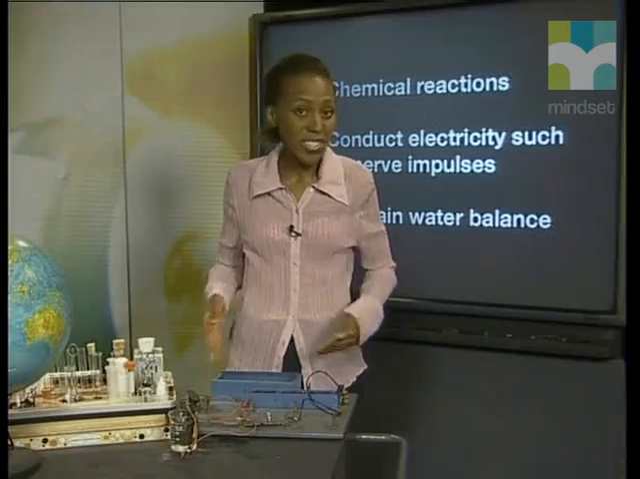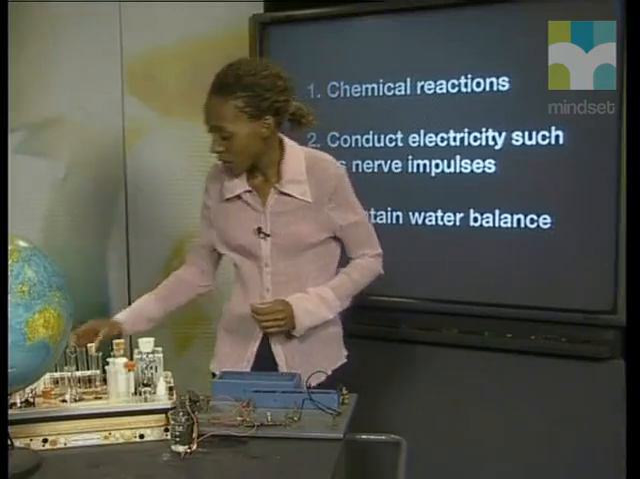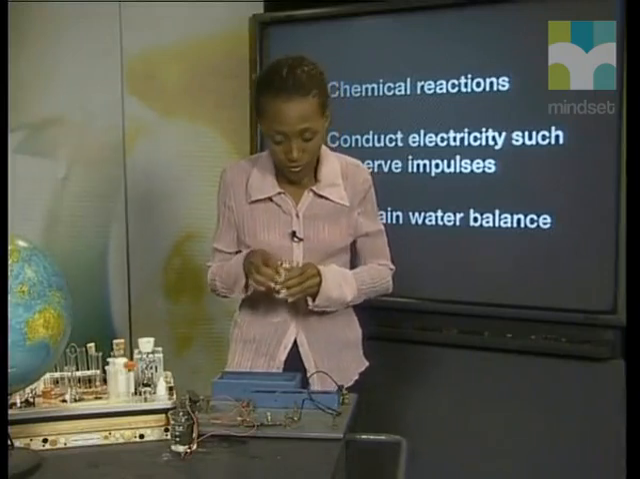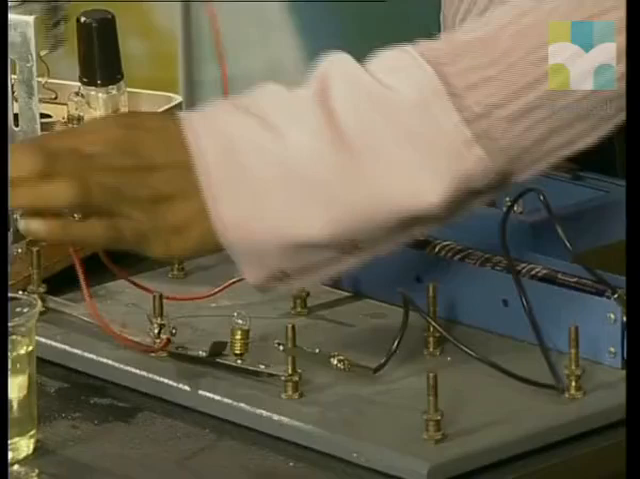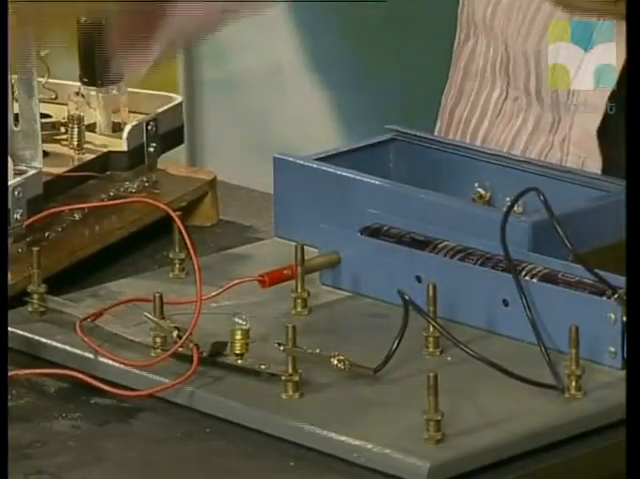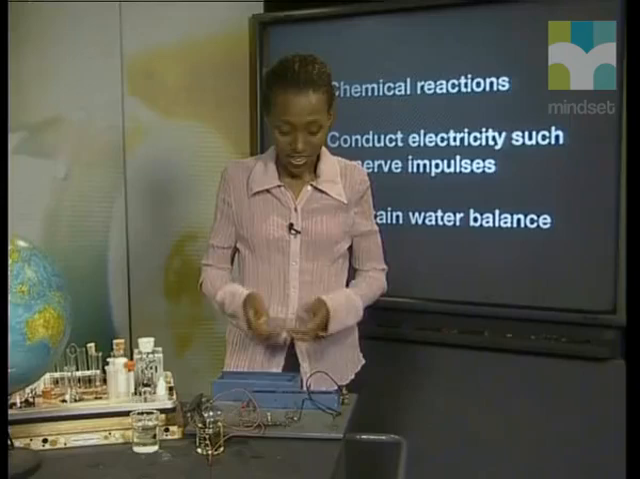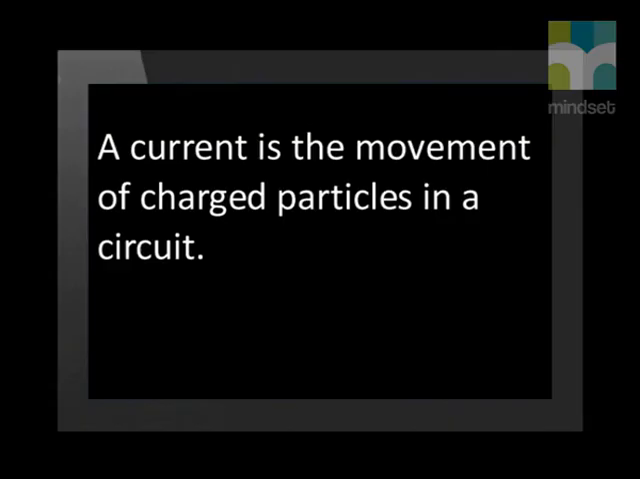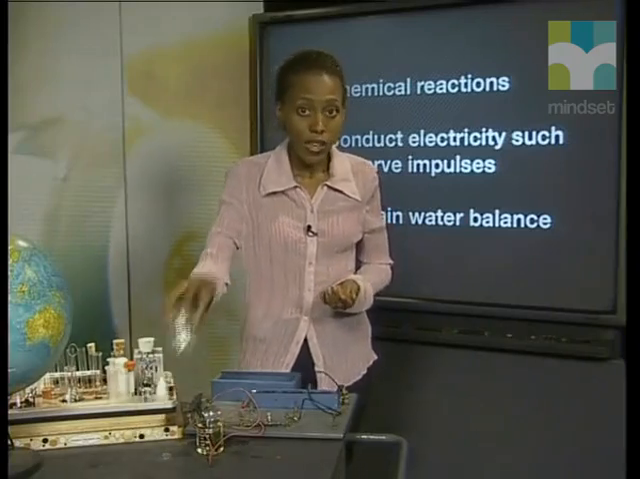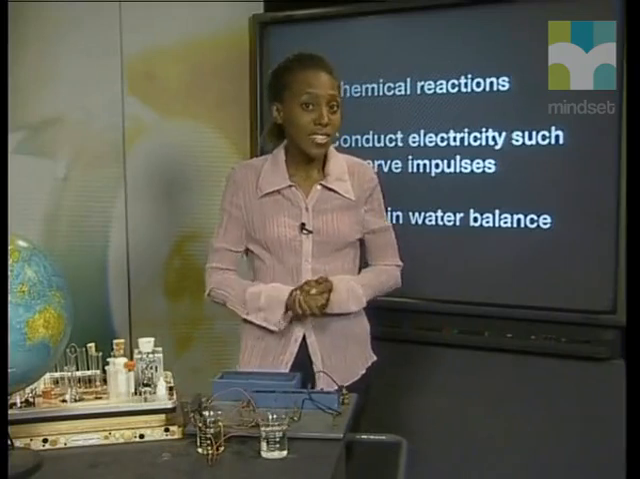There is no current in the circuit. In this beaker, we have cooking oil. Again, there is no current. Remember, a current is the movement of charged particles in a circuit. Covalently bonded substances such as sugar and oil do not conduct electricity.